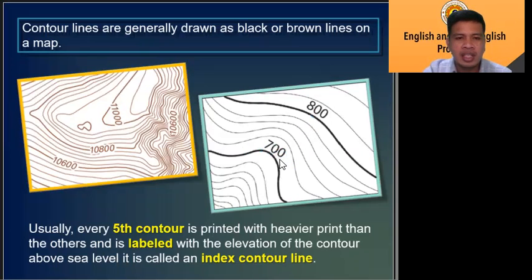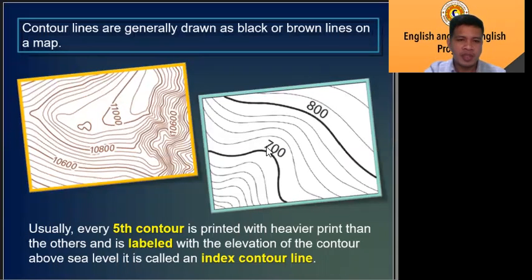Usually they are labeled with the elevation of the contour, sometimes in feet or in meters. For example, this one is 800, and then 700.